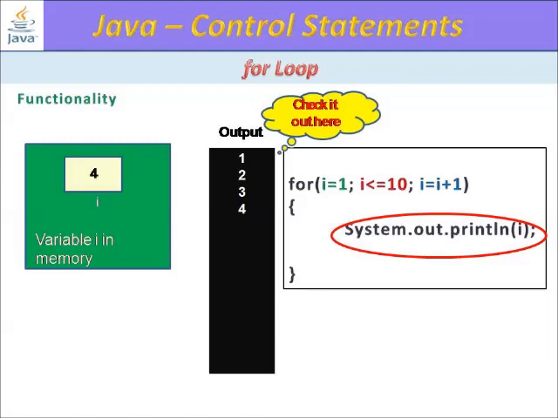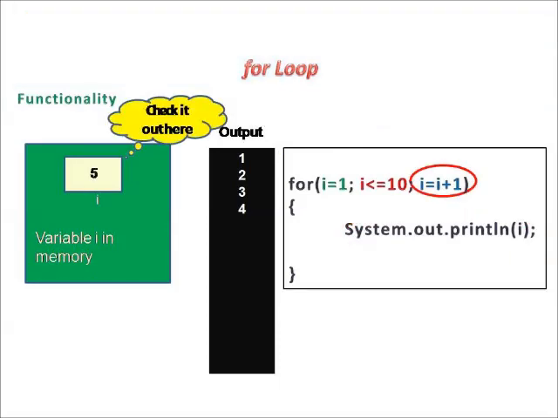Now what is the next step? It is looking for the increment or decrement part. So the increment part is there. I is equal to I plus 1. 4 plus 1, 5. So the value of I in the memory is now modified as 5. Okay.